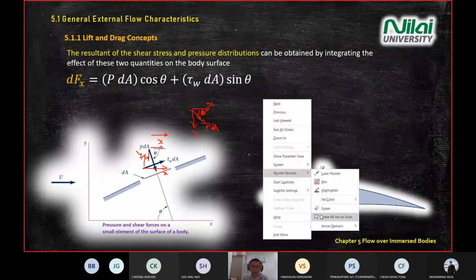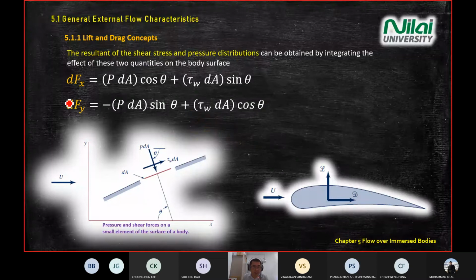And then you group all the force in the y-axis, again the same. Your pressure force is pointing down, opposite to your reference axis y, so we get negative because it's going down. And then your shear stress is going up, so it's positive: shear stress tau wall dA cos theta. Okay, so I think you have no problem with the derivation for the forces in x direction and forces in y direction.